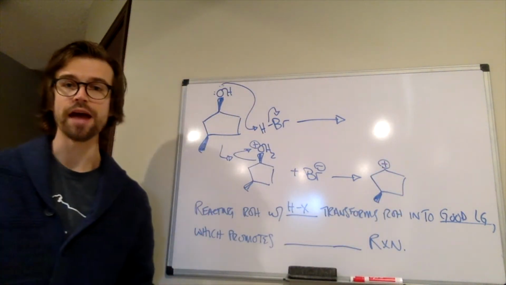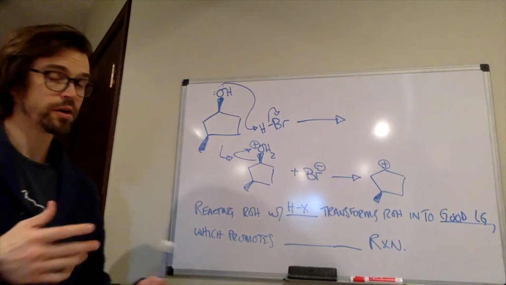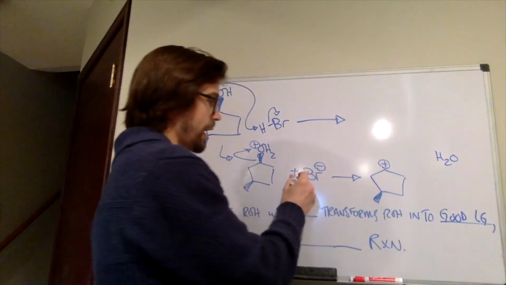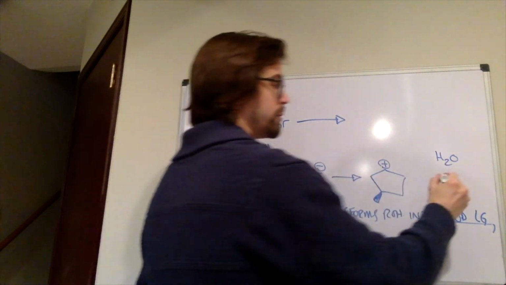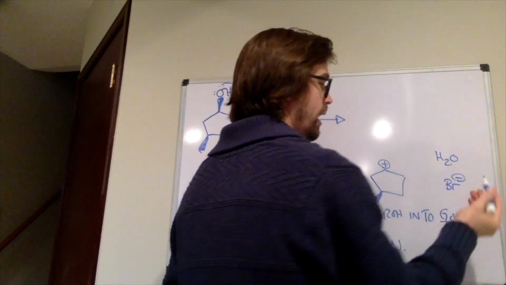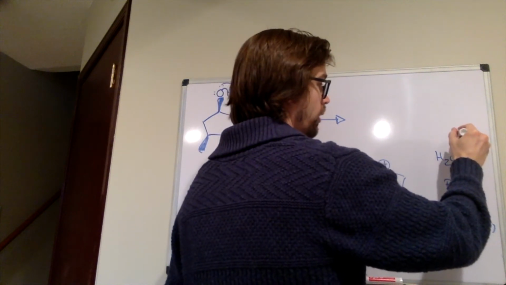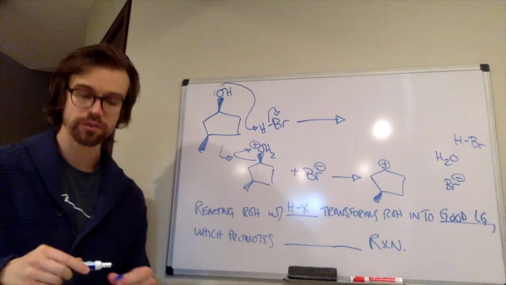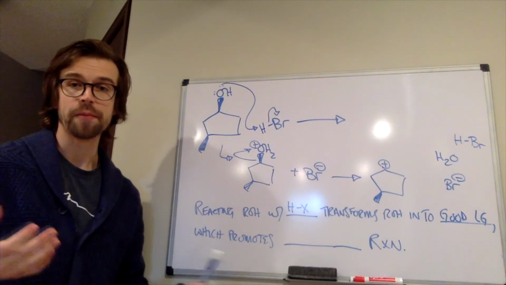And what else do we have in solution? So we have a few things, right? We have water. We just got that from that leaving. We have Br-. And we also have more HBr. So there's an excess of this around. So what's going to happen here?